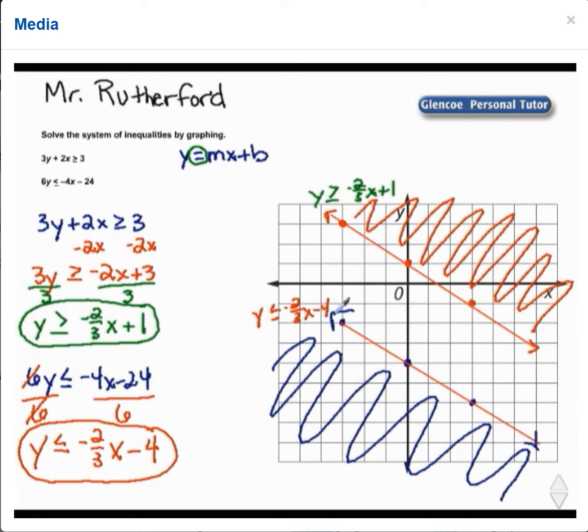Now notice here it says to solve the system of inequalities. As you notice, each region or solution set, in each case, neither of them cross one another. So we can say here we have an empty set, or there is no solution.